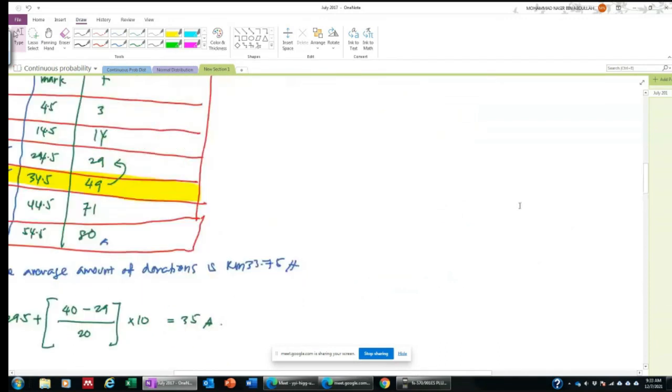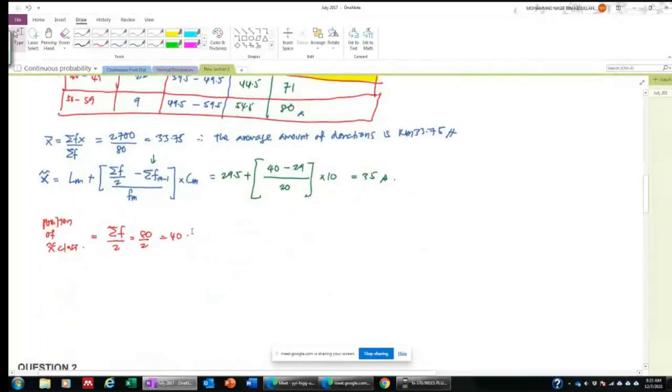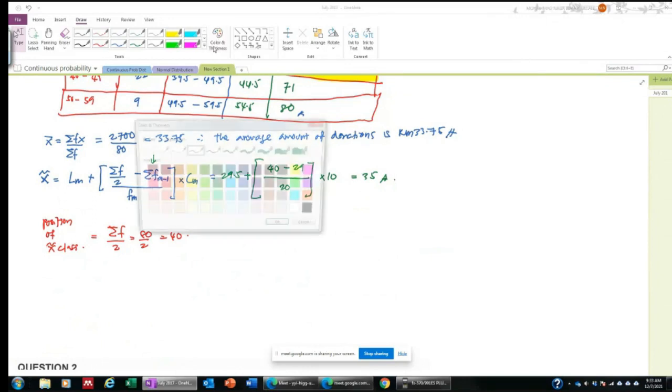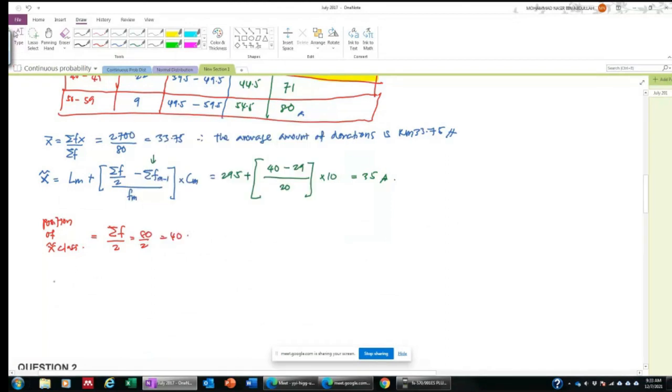Okay. Any questions so far? I think it should be very easy. The next one is we need to find the value of, let's say I use another color, purple. So let's say we want to find mode. The formula for mode is lower class boundary for the modal class plus delta 1 over delta 1 plus delta 2 multiplied with class size of the modal class.